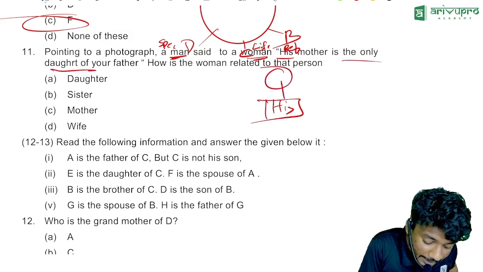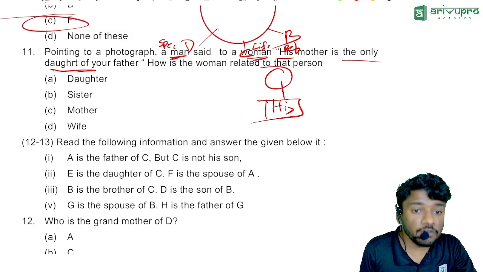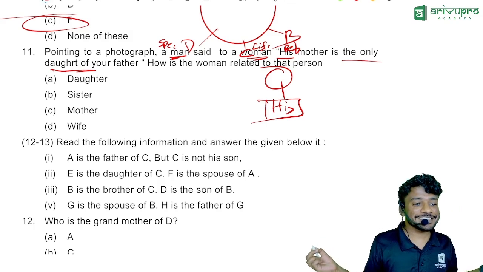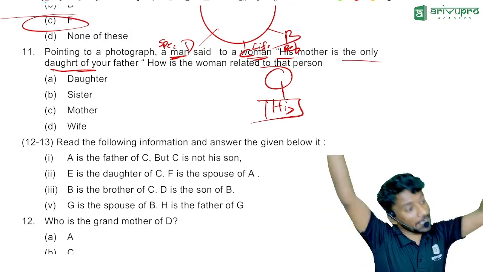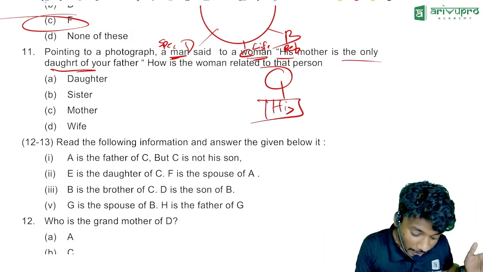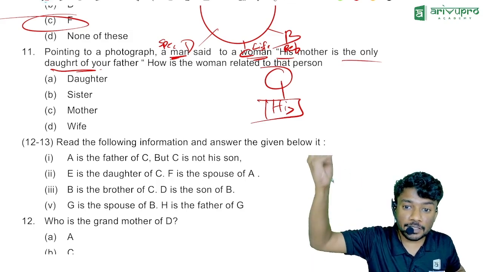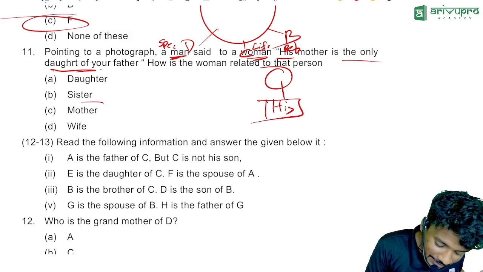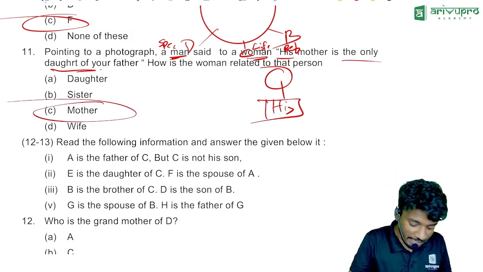Is the only daughter of your father. What do you mean by that? His mother only, right? His mother is the only daughter of your father. Of your father. Yes, that means the woman's father. Who is the woman's father? The woman's father itself. Then who will be the mother? That woman itself. Answer is what? Mother. Okay. Can we go for the next one?